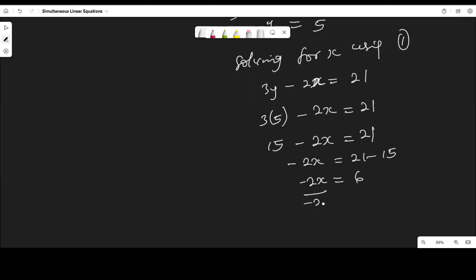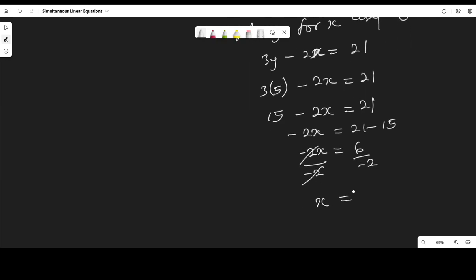Dividing both sides by negative 2. So the negative 2 can cancel out. 6 divided by negative 2 is negative 3. Therefore, s is negative 3, y is 5.